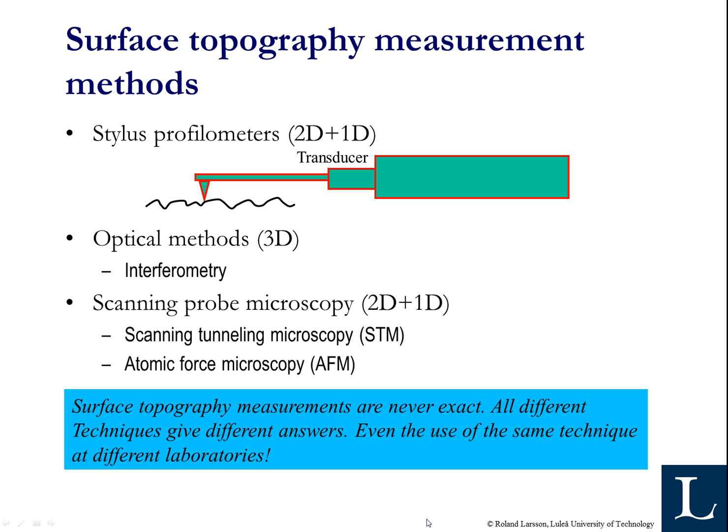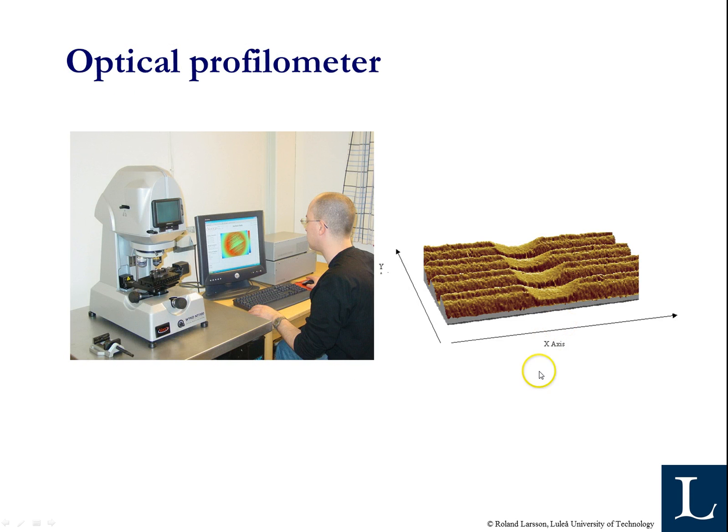And you should also remember that surface topography measurements are never exact. As we have seen, even if you measure the same spot 2 times, you will get different answers. And if you use the same technique at different laboratories, you will get an even bigger difference, even if you measure the same surface. This is just a picture of one of the older instruments here, of Wyko, and this is an example of how such a measurement looks afterwards. So you get a 3D landscape of the surface, and in this case you can see that there is some wear track here, or something has happened here.